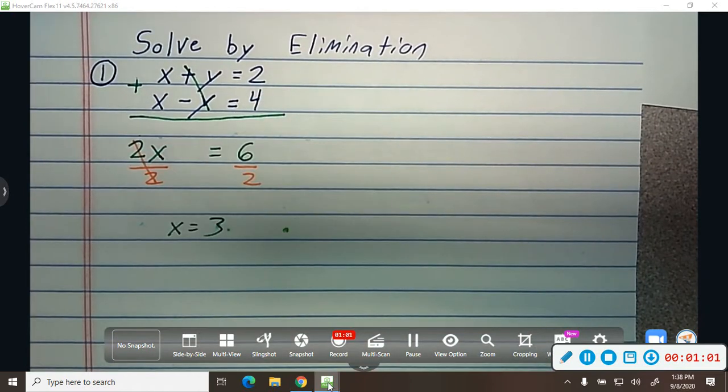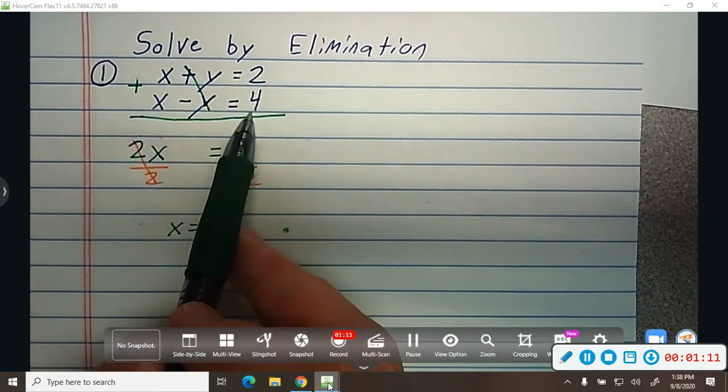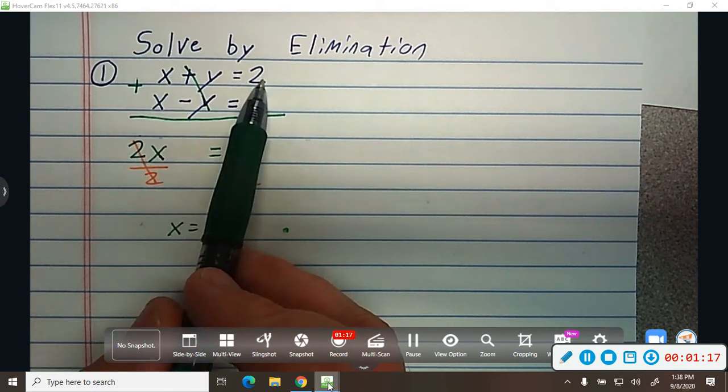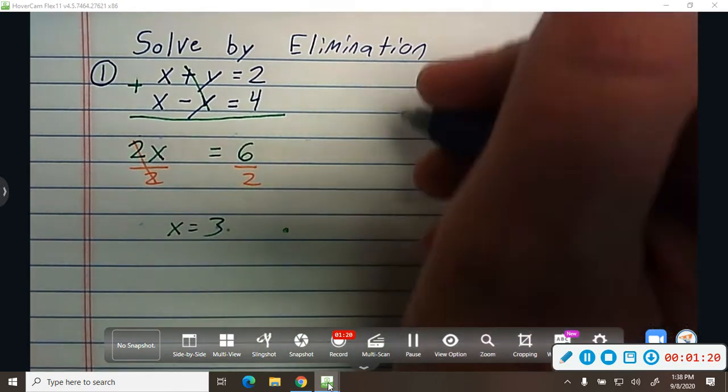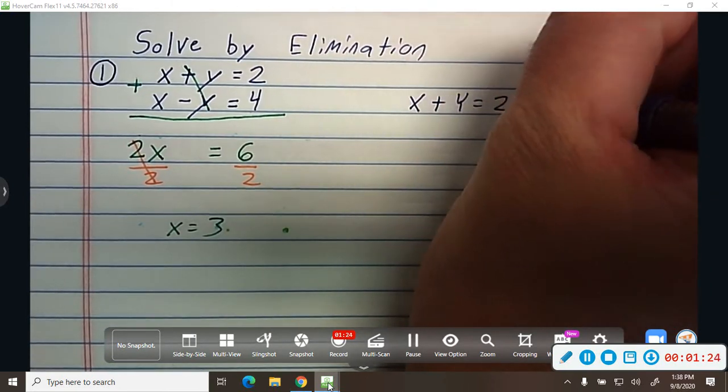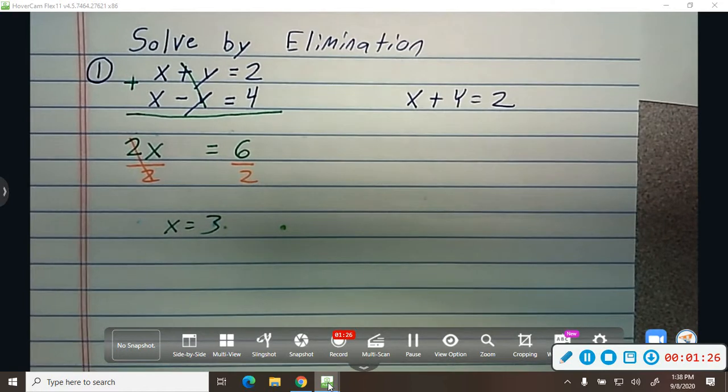See how much easier that is? I already found the X value, it's 3. Now to find the Y value, you pick your choice, first equation or the second. Me personally, I like things with positive signs, so I'm going to pick the first equation. And you're going to plug 3 in for X.